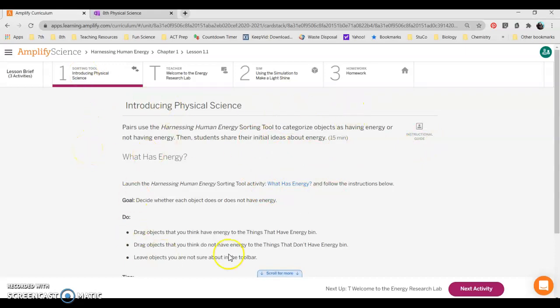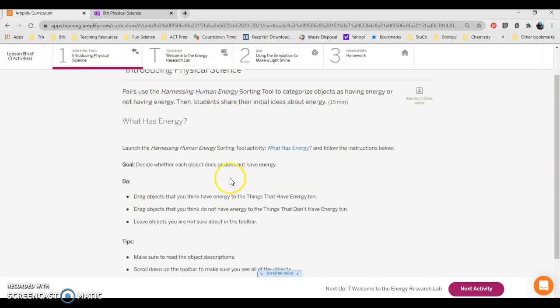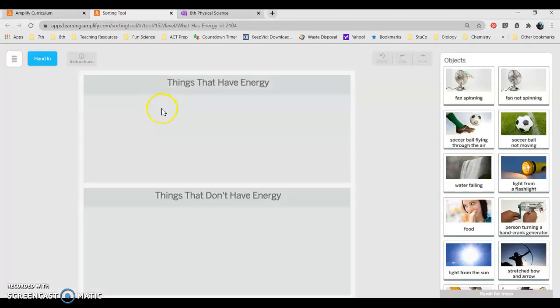You will see that your activity 1 looks something like this. You have some instructions right here, like a goal: decide whether each object does or does not have energy. It says right here, launch the Harnessing Human Energy Sorting Tool activity, and then you will see this blue text. That blue text is a link. Sometimes it's kind of hard to see, so if you know you have to open something, look for text that is either blue or purple. If you click on that, it's going to open this sorting tool for you, and I'm just going to go through the instructions with you instead of reading them.